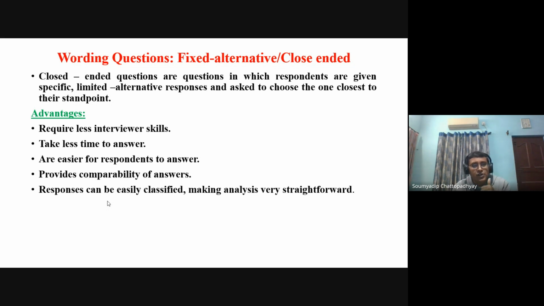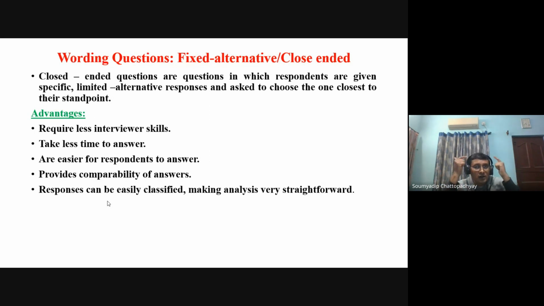One, it requires less interviewer skills, because here, as a researcher, you are not required to follow the Herculean task of decoding the data and decoding the verbatims and all those things. So it requires less interviewer skills. It requires less time for the respondents to answer, because he or she is actually prompted with certain different types of answers. So it takes less time to answer. These are also easier for the respondents to answer. It provides comparability of the answers.